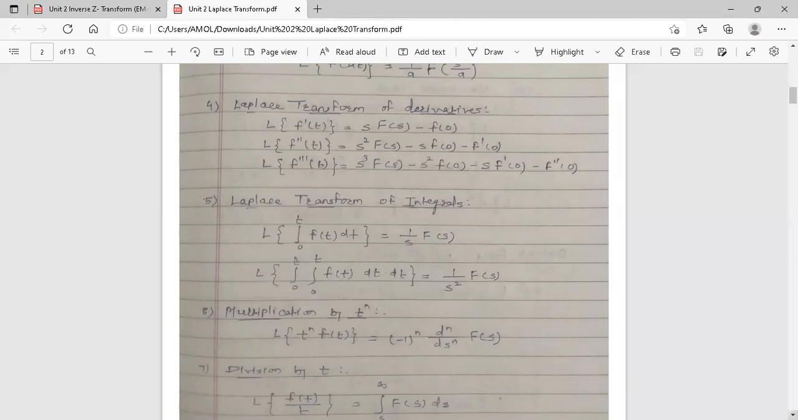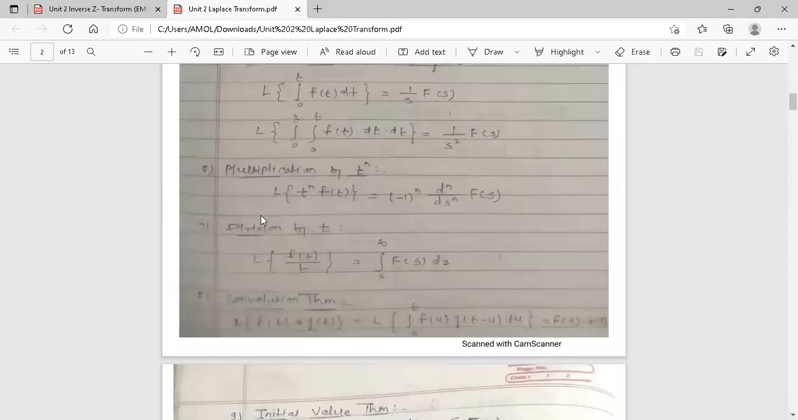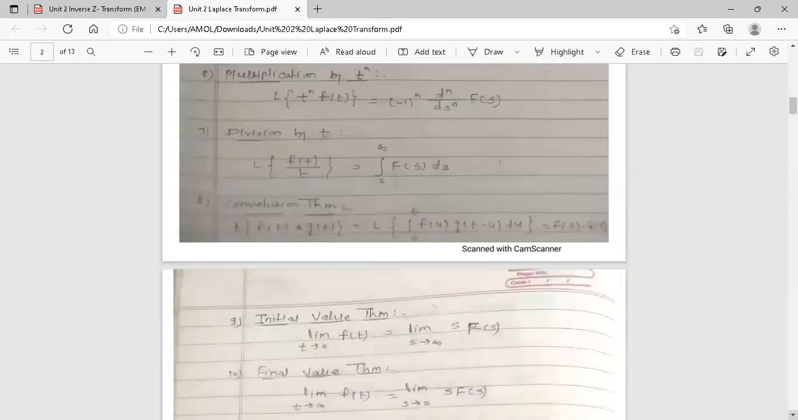You can generalize it. Multiplication by t property, multiplication by t raised to n. Laplace transform of t raised to n into f of t is equal to minus 1 raised to n into the nth derivative of f of s with respect to s. Then division by t property. Laplace transform of f of t upon t, division by t, is equal to integration over s to infinity f of s ds. This is the Laplace division by t property.